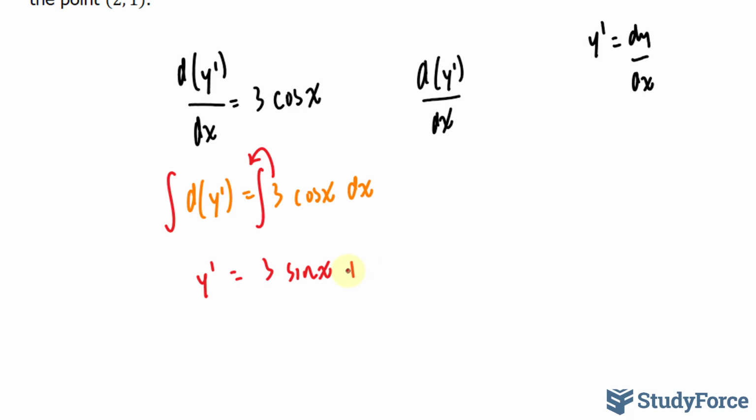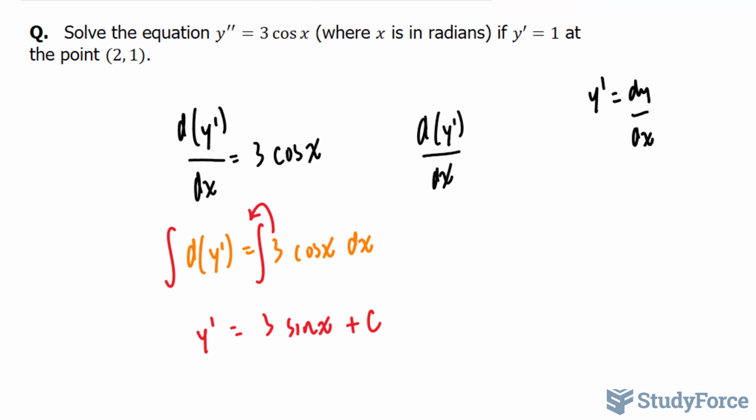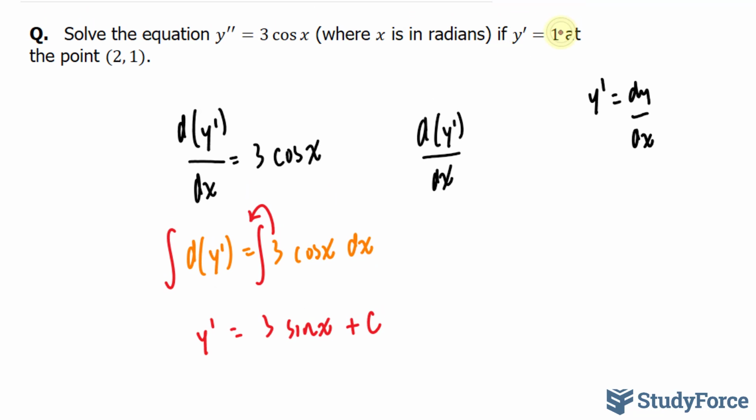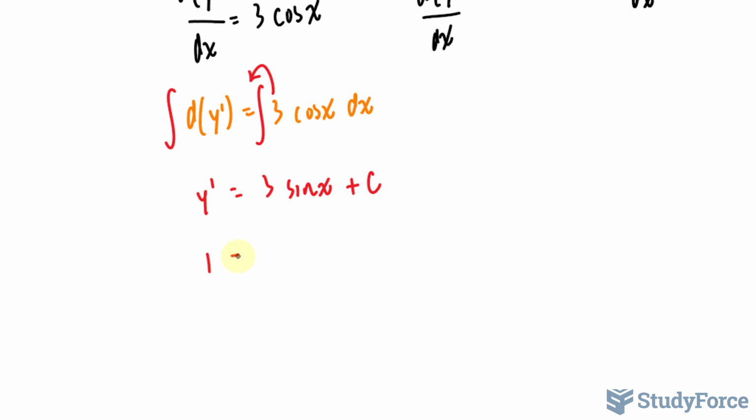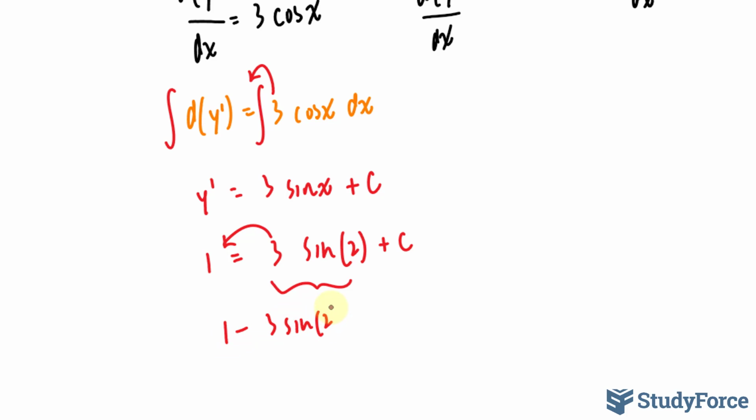Sine x plus c. Now to find this constant c, what we will do is substitute y prime with 1, and at the same time replace this x with 2. And remember, 2 is 2 radians. So we have 1 is equal to 3 times sine bracket 2 plus c. Bringing this expression over to the left side, we have 1 minus 3 sine 2 is equal to c.